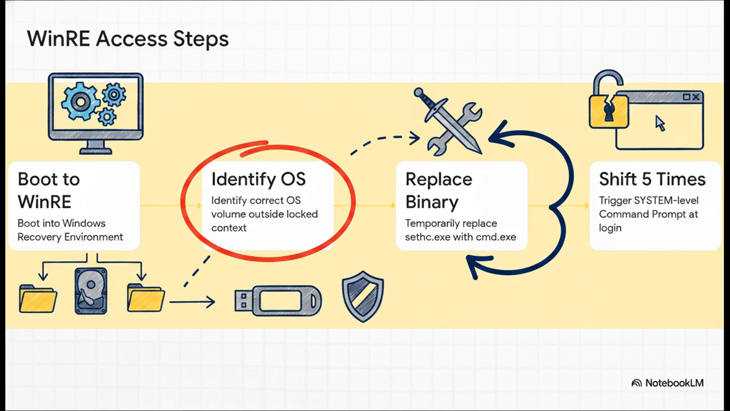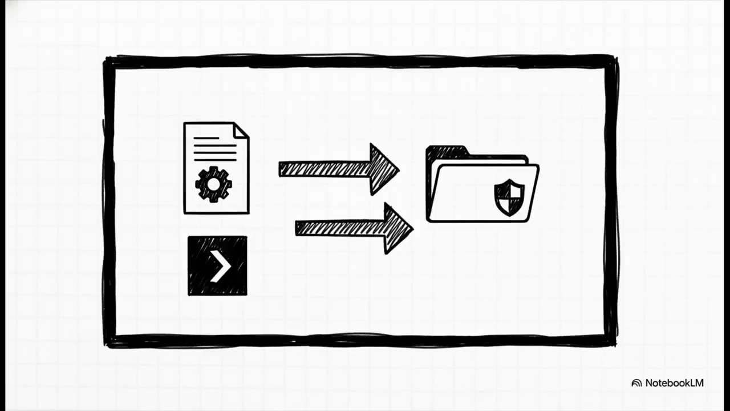Once your data is fully secured, we move to the breach itself. For this next step, we're using a classic, time-tested technique. We're going to temporarily replace the sticky keys binary, that's sethc.exe, to forge a backdoor. First, copy the original file to the root of your C drive to keep it safe. Then overwrite the sethc.exe file in the System32 folder with the command prompt executable.